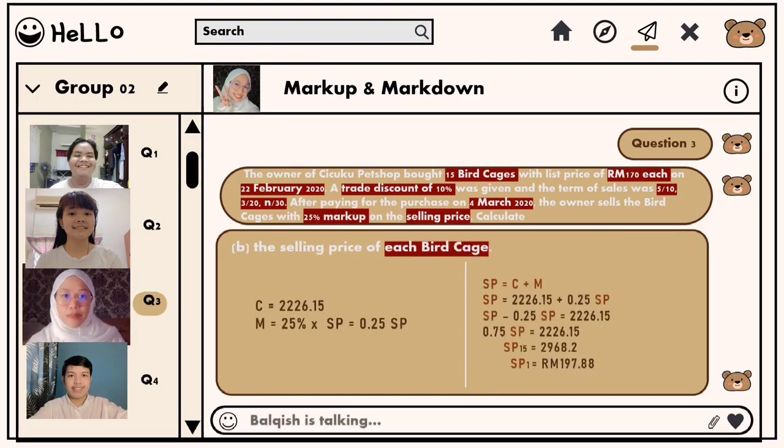Next, find the selling price of each bird cage. In this question, we have cost and markup, so we can use the formula S equals C plus M. But we must find the total markup. So markup is 25% on the selling price. That means 25% times selling price. Since we don't have the selling price, we just have to put the symbol. Selling price is equal to RM2,968.20. Remember, the question asks for the selling price for one bird cage only. We have to divide the total by 50 and we get the answer.